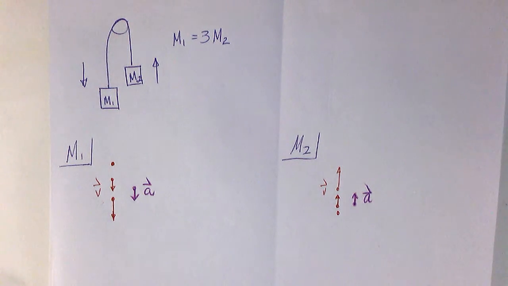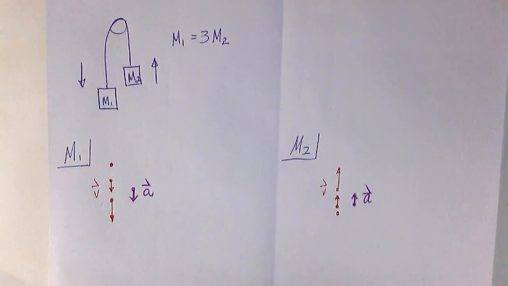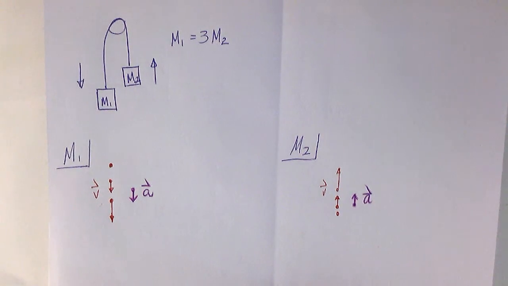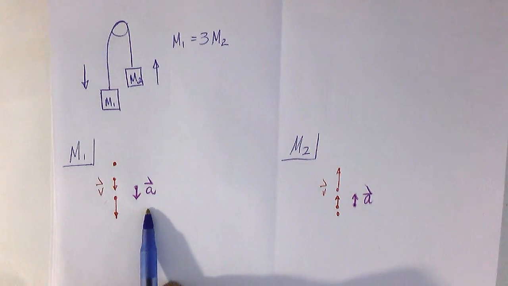Okay, so there's my motion diagram for both blocks. M1 is going down, M2 is going up. So now I'm going to draw the free body diagram. What's physically touching M1? The rope. What's physically touching M2? The rope. What's acting at a distance on both blocks? The Earth. Am I in equilibrium? Be careful. No, I'm not in equilibrium because I have an acceleration.